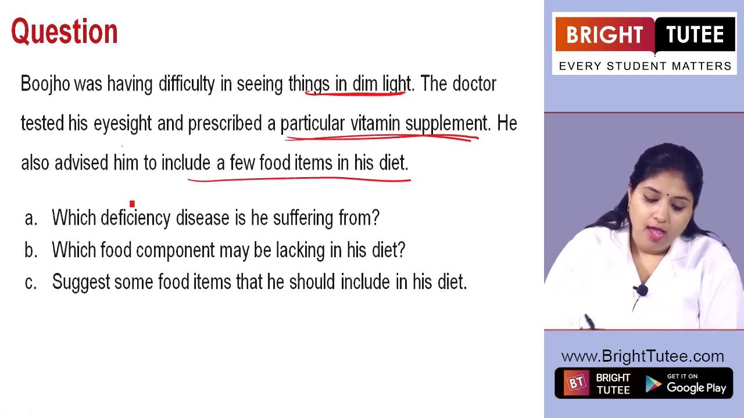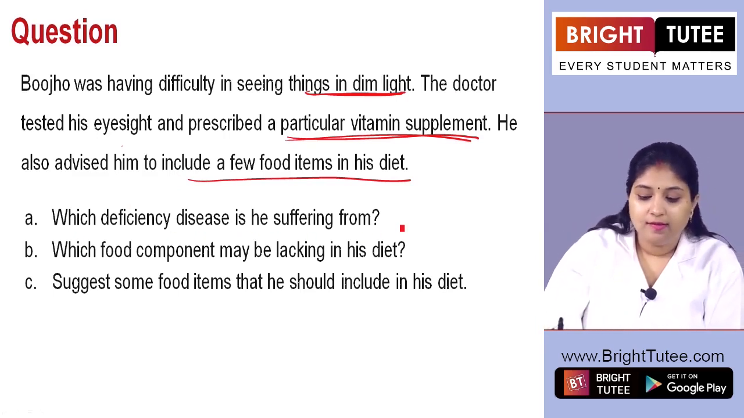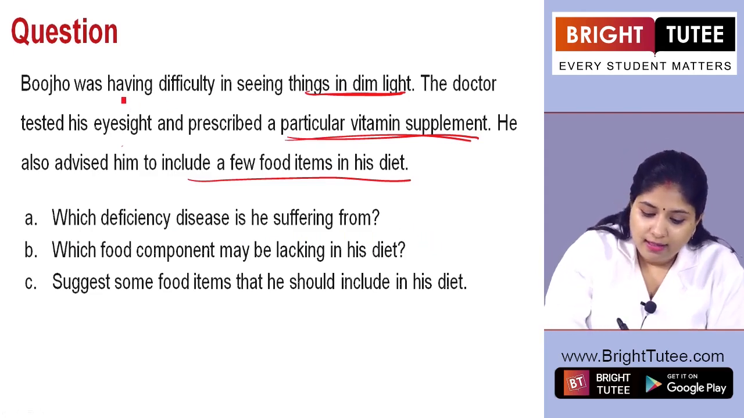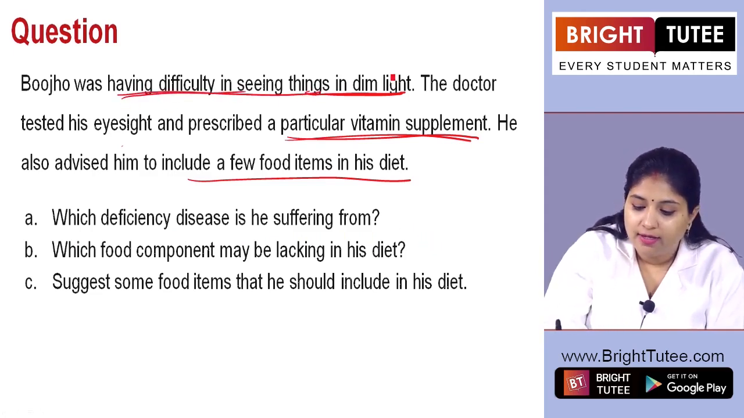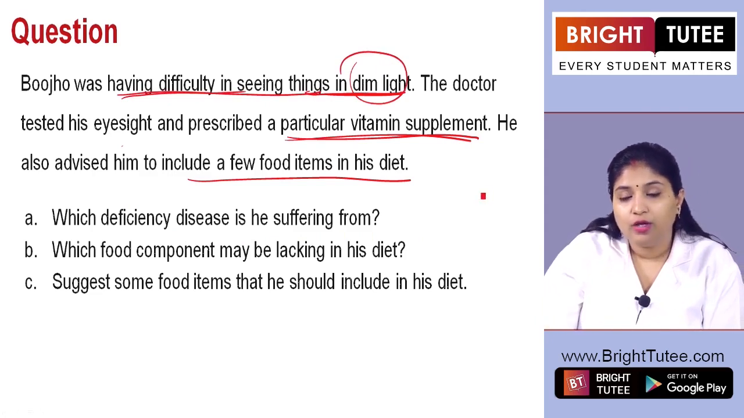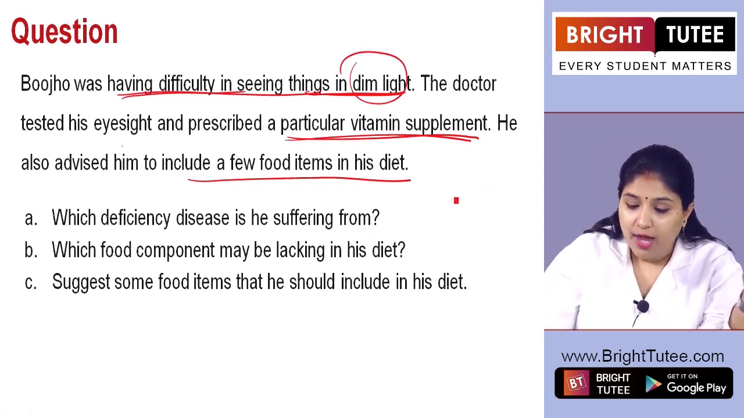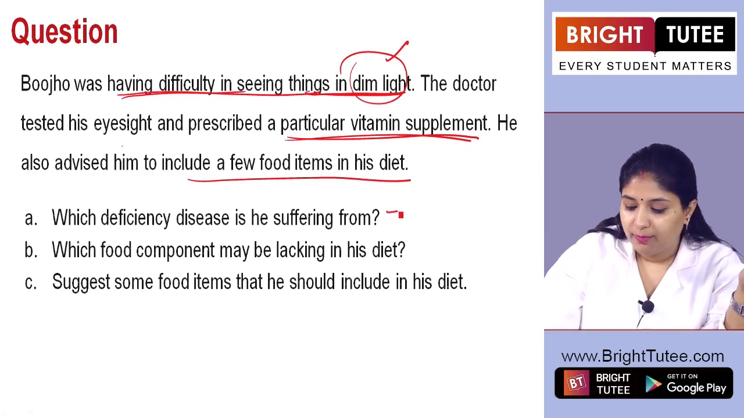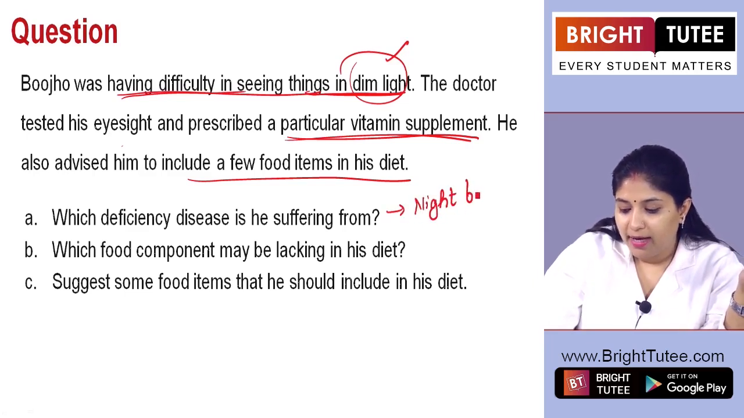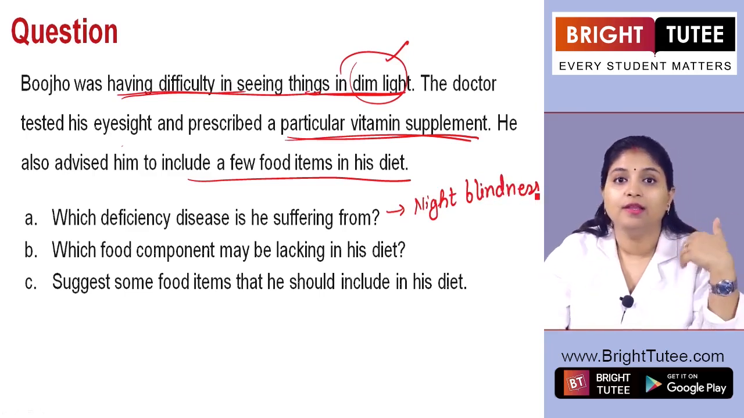The first question is, which deficiency disease is he suffering from? So you can see that he had difficulty seeing in the dim light. That means he has a problem in his vision in dim light. So what will be the disease that he is suffering from? The disease is night blindness, right? Because he is not able to see in the dark.